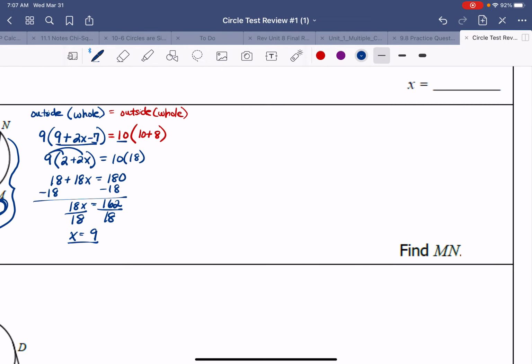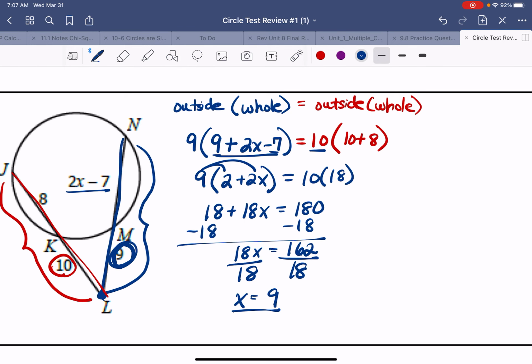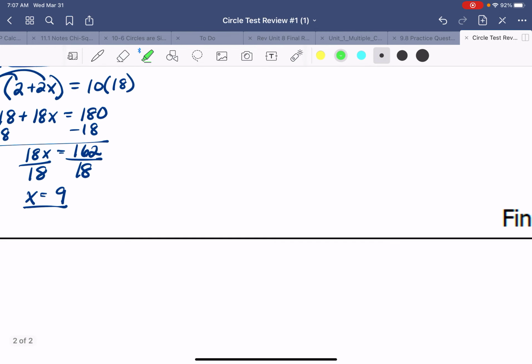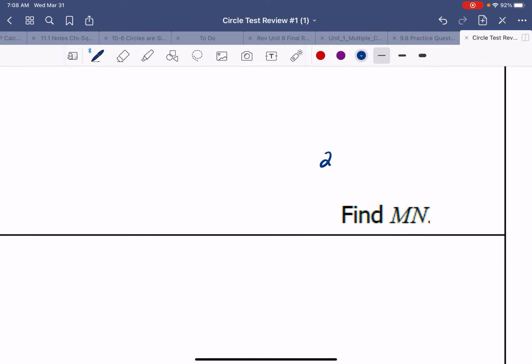Was that what they were asking for, was x? No, they were asking find the measure of mn. So they're really only interested in knowing the measure of that right there, which we know is 2x minus 7. So we can just plug in 9 into that. So 2 times 9 minus 7 is equal to 18 minus 7, which is 11. And there you go.